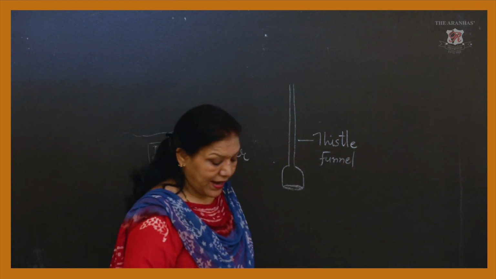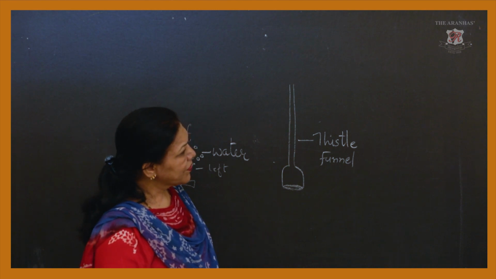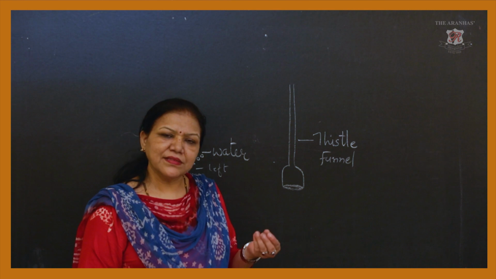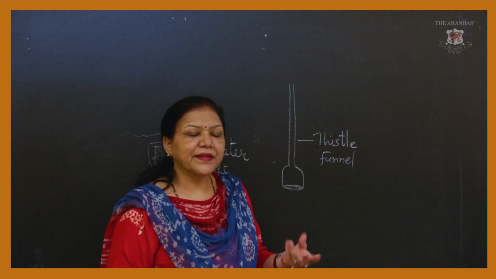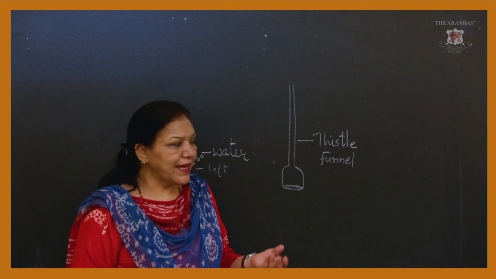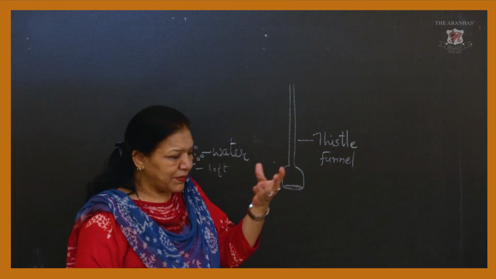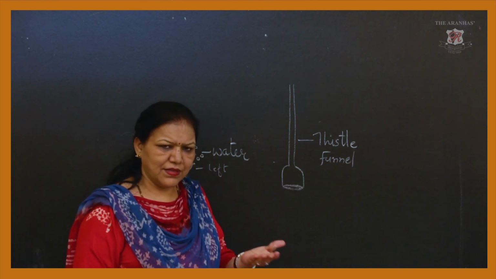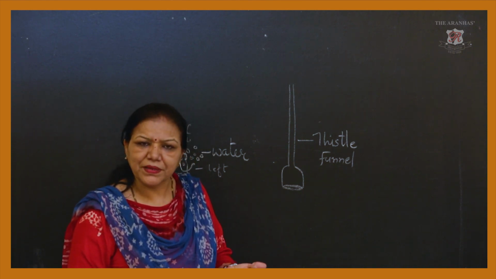So we require one thistle funnel and parchment paper. This parchment paper is available in the laboratory. It can be a sheet from the bladder of any animal. It can be perforated laboratory parchment paper, which acts as a semi-permeable membrane. Fine.